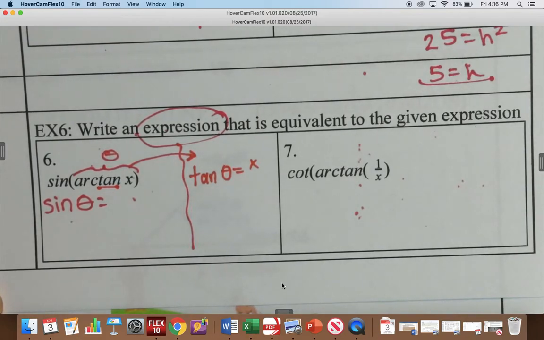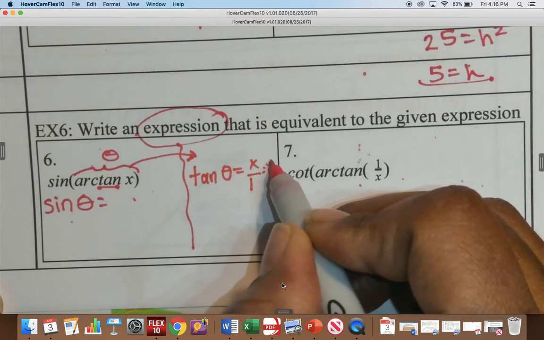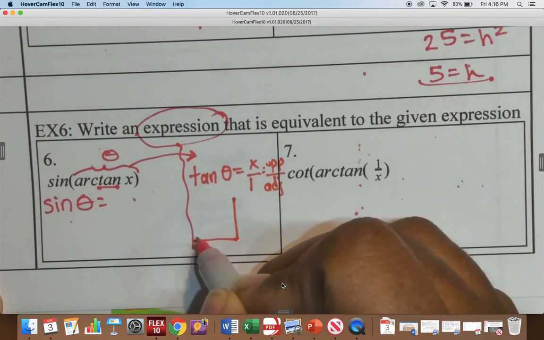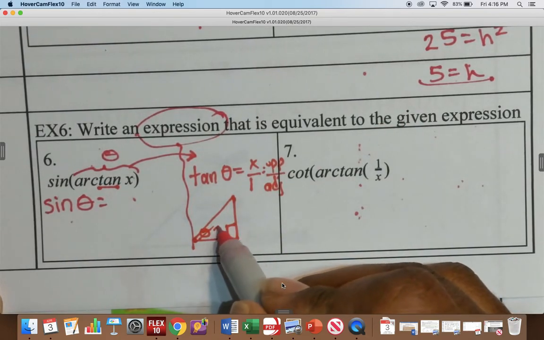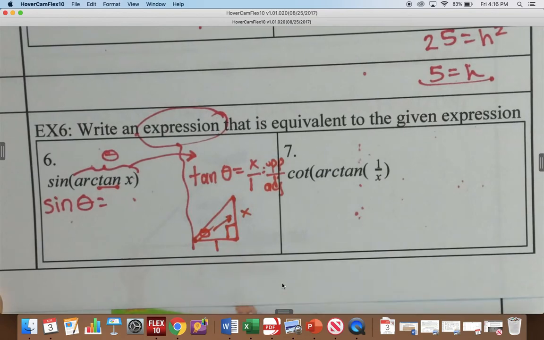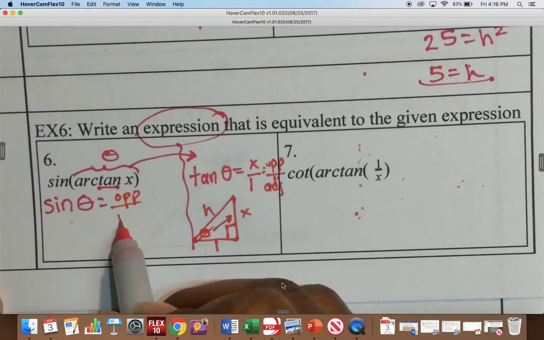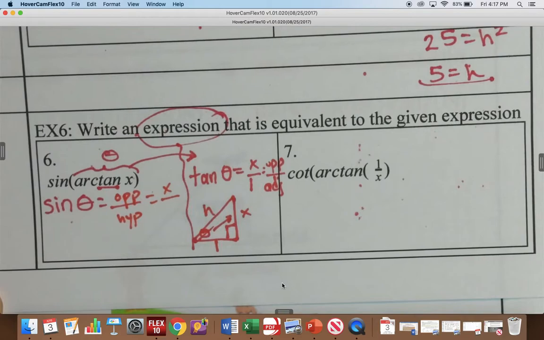And again, just like we did before, I know that tangent is opposite over adjacent. So I'm going to put this over 1. Opposite over adjacent, which means if I look at my triangle, and let's put theta here, I know that the opposite side is x and the adjacent side is 1. I can figure out what h is and use that to figure out what my sine is. Because again, sine is opposite over hypotenuse. I already know the opposite side is x.